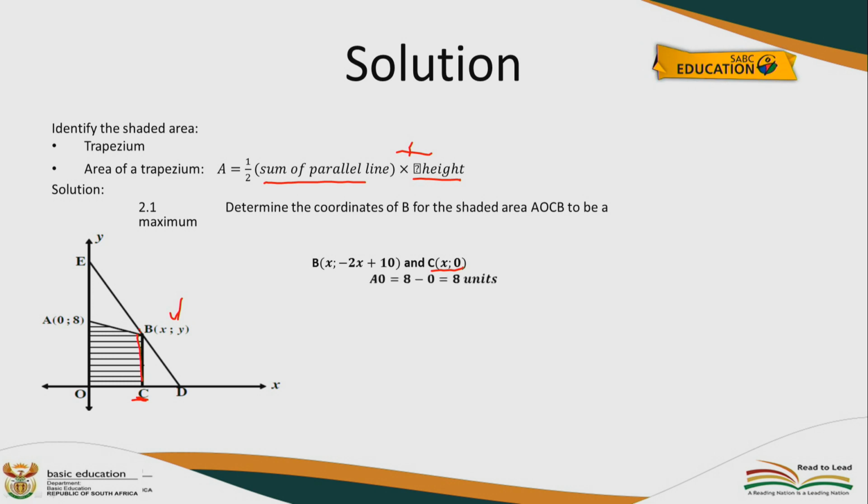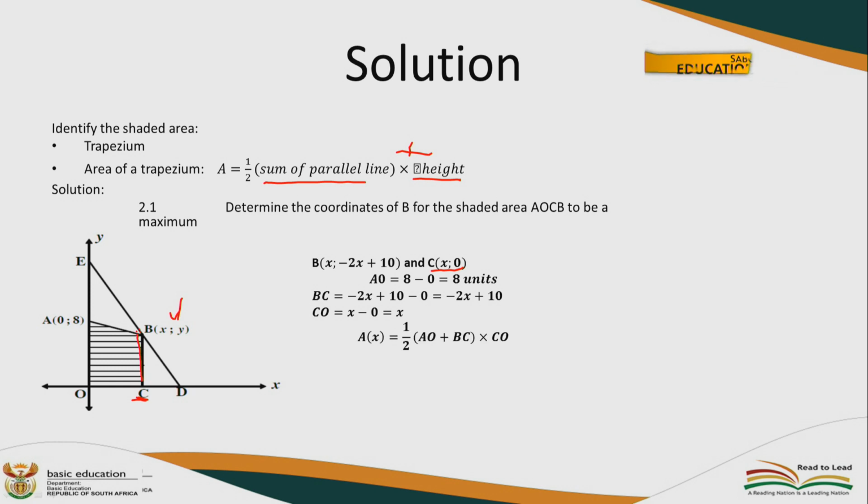All right? So another thing that we need to do is to calculate the length AO. The length AO will be 8 minus 0, since this is the origin and the coordinates there are 0, 0. So the length there will be 8 minus 0, which is 8 units. We also need to calculate the length BC. So the length BC, we're going to get as negative 2x plus 10 minus 0, which is negative 2x plus 10. And then we also need our perpendicular height, which is CO, and that is going to be x minus 0, which is x.